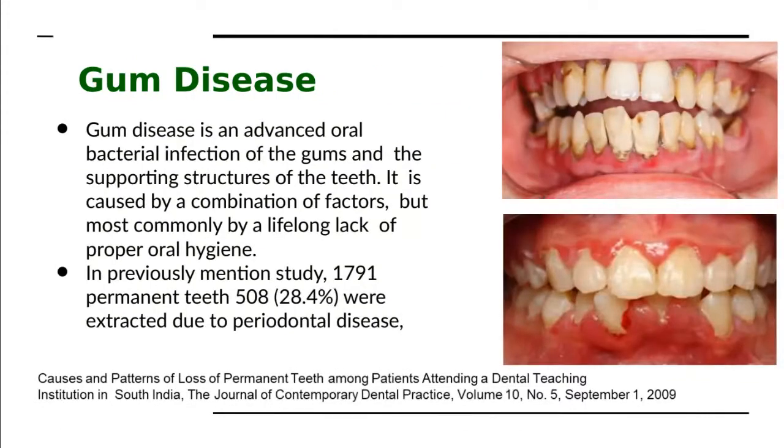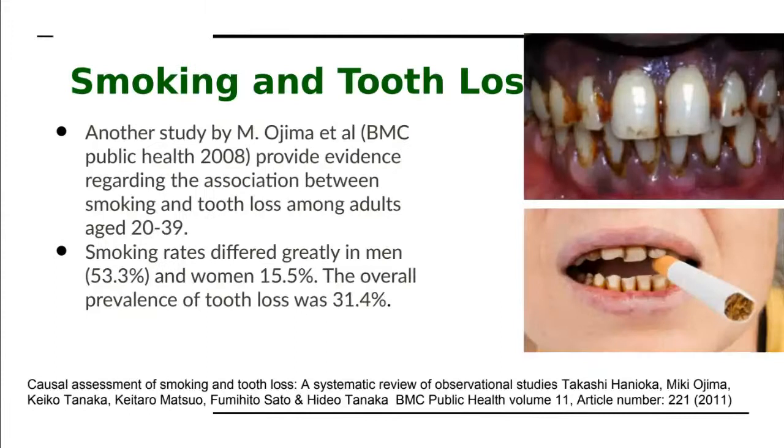And the second reason for the tooth loss is the gum disease or the periodontal disease, which can be called gingivitis, which slowly progresses to periodontitis. They found that in the total of 1,791 teeth, 508 teeth, which amounts to 28.4%, were extracted because of periodontal disease. So these are the two main reasons. One is the decay and the second one is the gum disease.